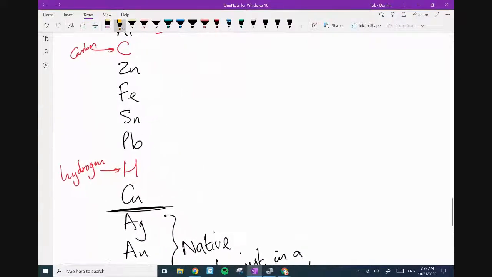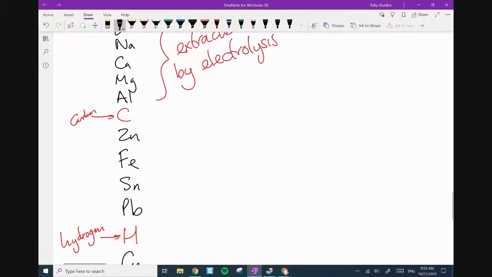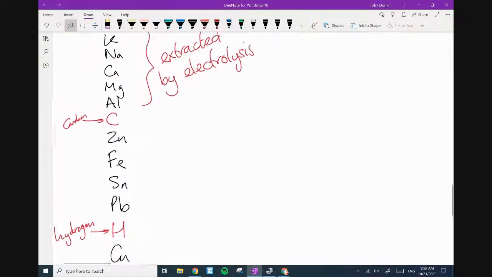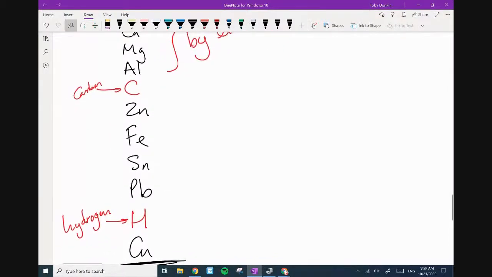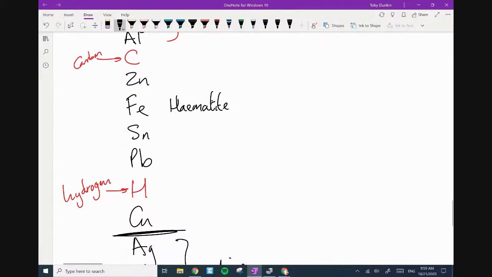However, all the rest, now you can actually see some of the ores coming out here. Oh, I don't know all my ores. Guys, I'm sorry, I really don't. I know some of them. I don't know what zinc ore is. This one, of course, is hematite. There's actually two, by the way, for iron. There's hematite and magnetite. Tin.